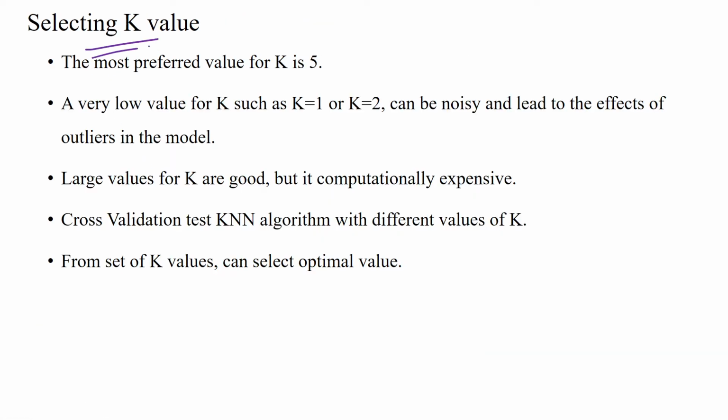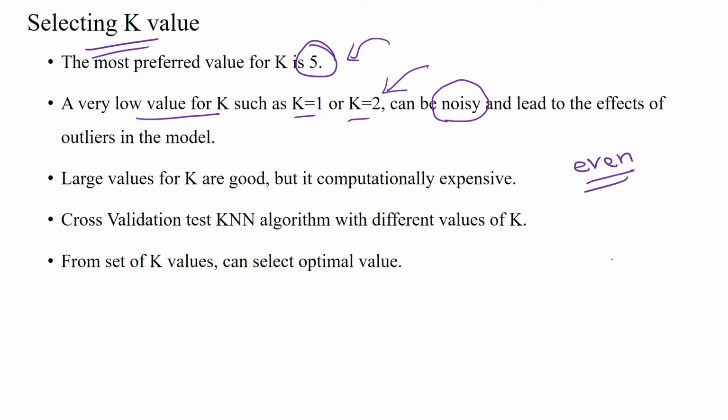How to select the k value? Mostly the k value is preferred as an odd number, and among odd numbers, 5 is the most preferred value. With a low value of k, like k equal to 1 or 2, there is the possibility of noise or outliers in the given model. So mostly they won't prefer k equal to 1 or 2, and also they won't prefer even k values, because there is the possibility of misclassification.